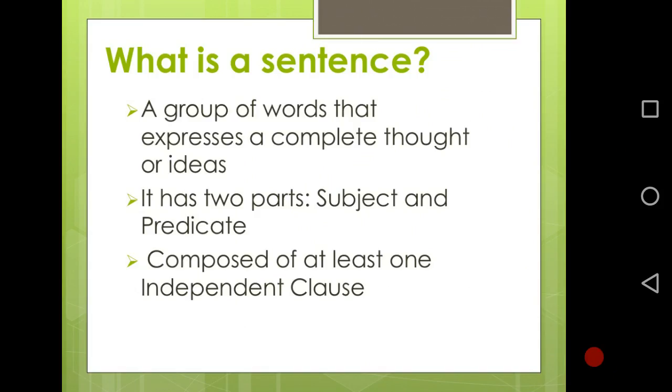It is a group of words that expresses a complete thought or idea. It is made up of many words, and those words are the subject and the predicate. The subject is the person or thing that does the action, and the predicate is the verb. It is the action that the subject does, and a sentence is composed of at least one independent clause. One independent clause is also a simple sentence that has at least a subject and a verb.